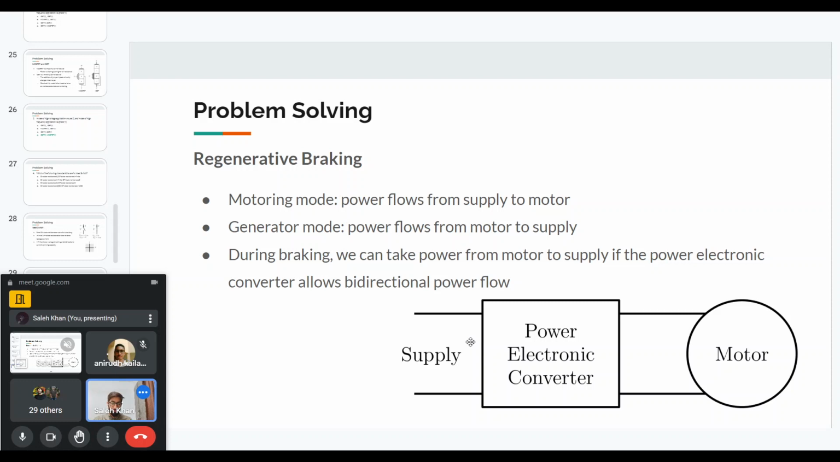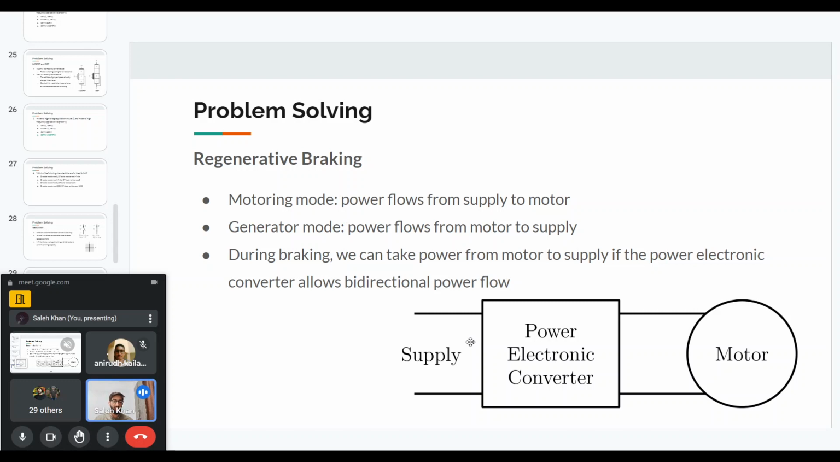And during braking, so you can understand motoring mode: if we want to increase the speed or we are running at a constant speed, then we need to supply power from the supply to the motor. But during braking, the motor is already rotating, and we need to stop it from rotating. So it has kinetic energy, and we need to remove that kinetic energy. One option is to just dissipate it in the motor as heat. Another option is to give that energy back to the supply, and that is called regenerative braking.